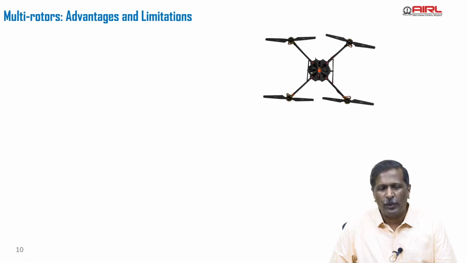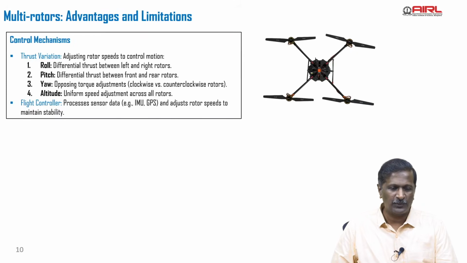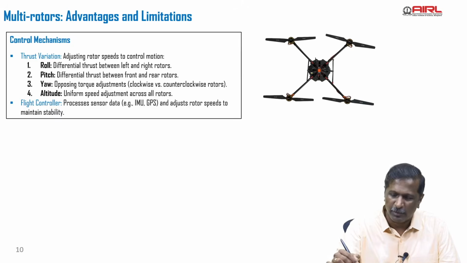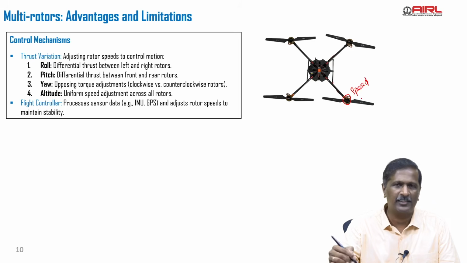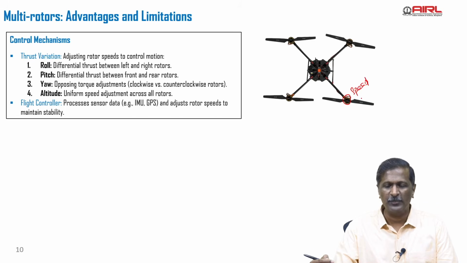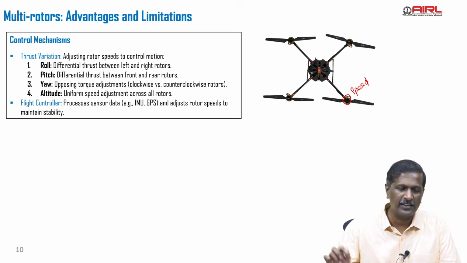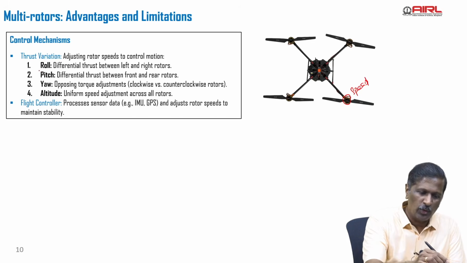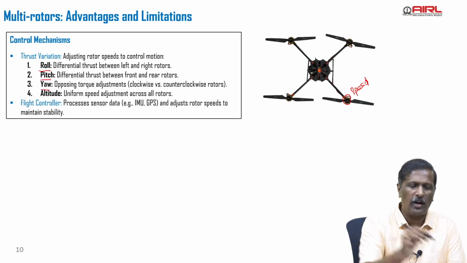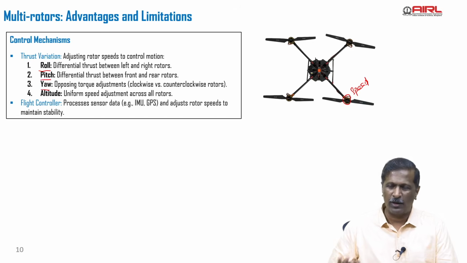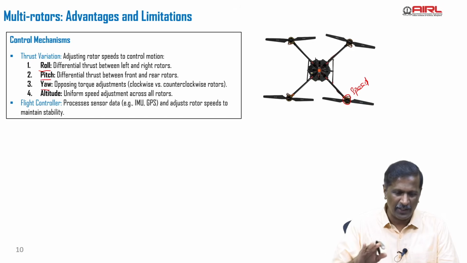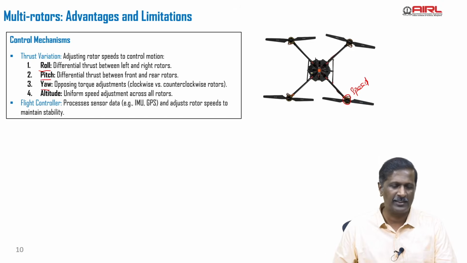Now, what are the advantages and limitations of these drones? Now, the control mechanism, right? Thrust variation is possible by varying the speed of a particular motor. If I can change the speed, I can change the thrust that I can produce from this motor, and using the thrust variations, I can get roll, pitch, yaw, right? Roll is about the x-axis, how you rotate. We'll talk about the drone operations a little later.